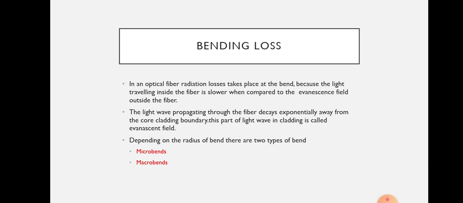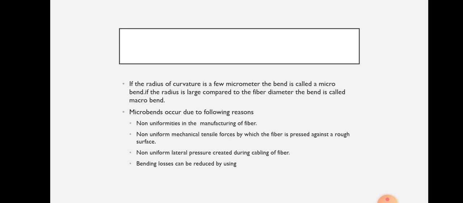Depending upon the radius of the bend, there are two types of bend: microbends and macrobends. If the radius of curvature is a few micrometers, then the bend is called a microbend. And if the radius is large compared to the fiber diameter, then the bend is called a macrobend. So there are two types of bends, microbend and macrobend.